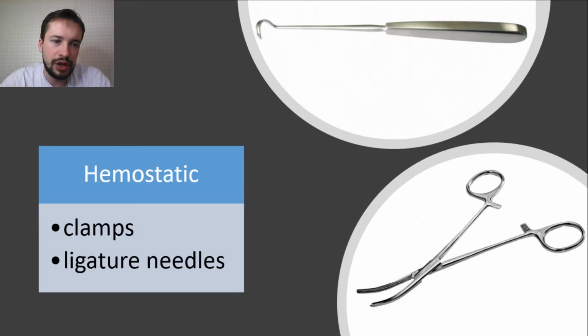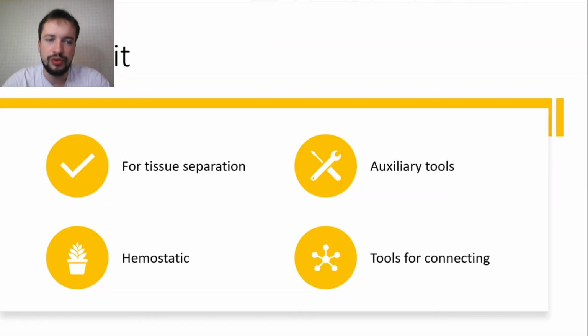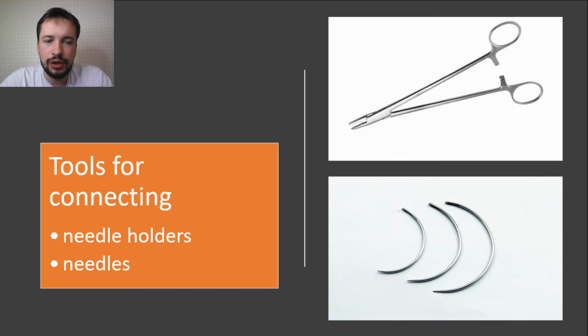The third type is instruments for hemostasis, hemostatic instruments. It includes clamps, for example, Kocher, Billroth, Halstead, Mosquito, and the Sims ligature needles. You can see it on the upper part of the slide, the upper picture. And the last type is tools for connection. It includes needle holders of different systems with round and cutting needles.